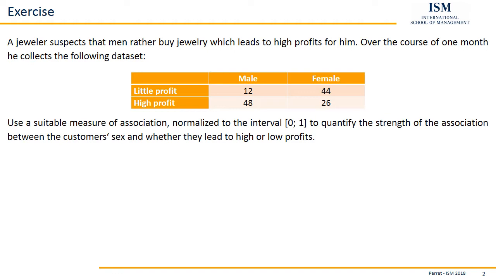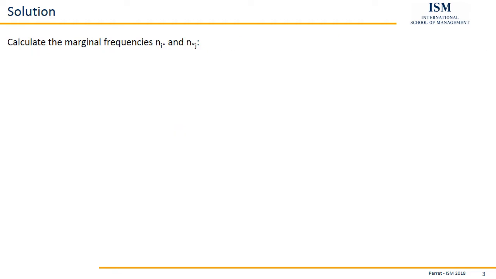Then we have the information it should be a statistic which is normalized to the interval 0 to 1. So this means we need to take the contingency coefficient and we need to take it in its corrected version. With this in mind, we can start.